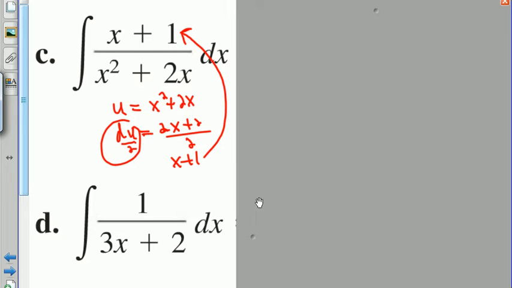With this guy, what's the u going to be? Well, this is clearer. u is equal to 3x plus 2. There's an extra constant in there because you know the derivative is 3, and there's no 3 here, but we can divide by 3. So there's going to be a 1/3 extra here.